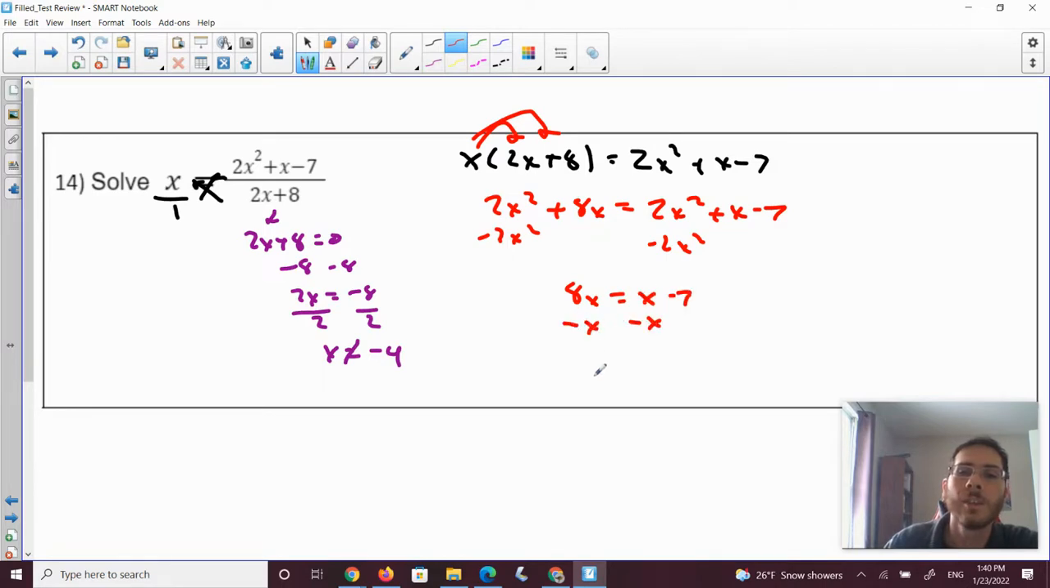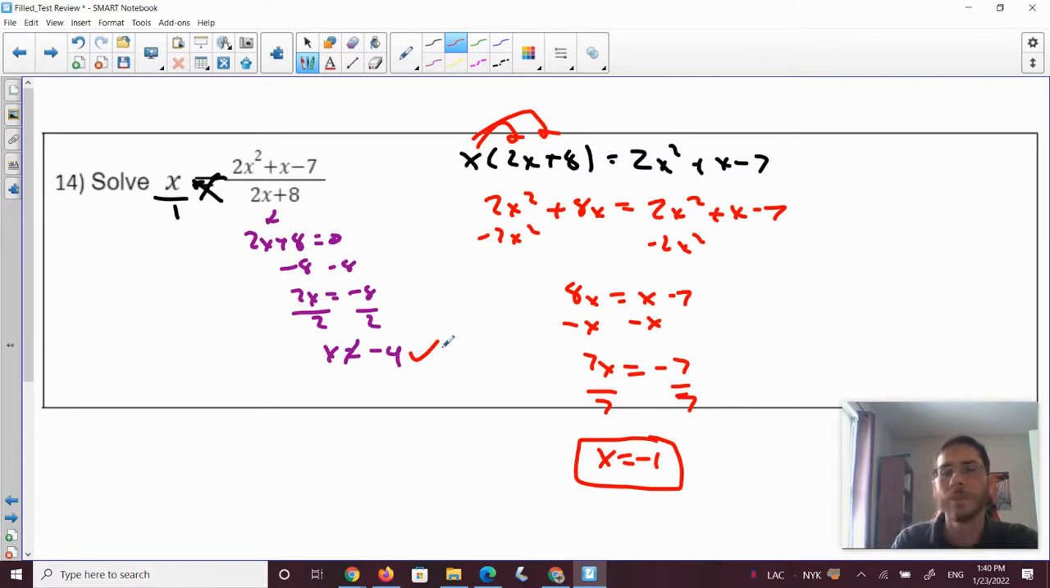We can subtract x from both sides to get 7x equals negative 7. Divide both sides by 7, and x is negative 1. Negative 1 is not negative 4. So again, we're safe. We're good to go. So that's what we got for that one.